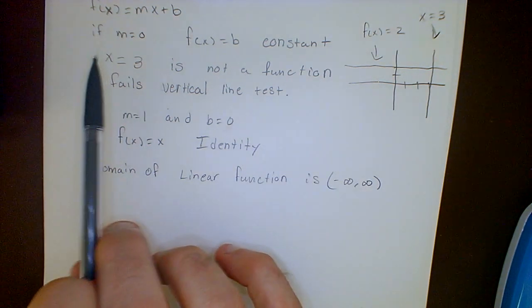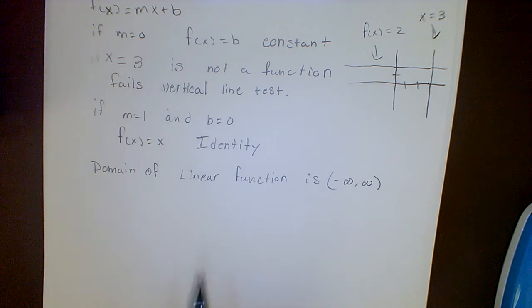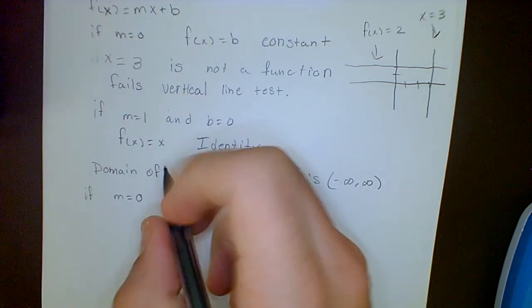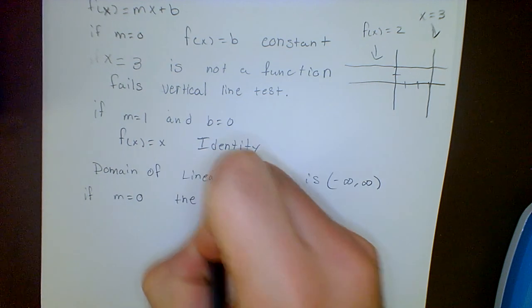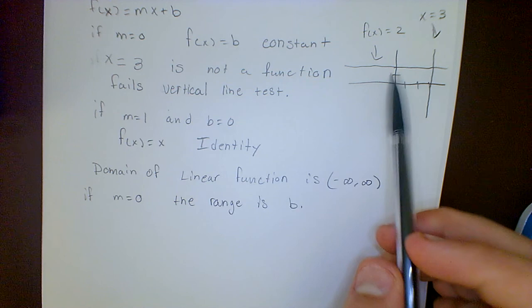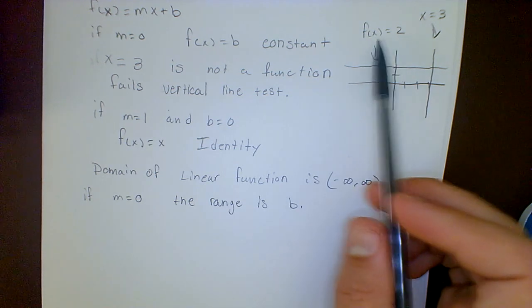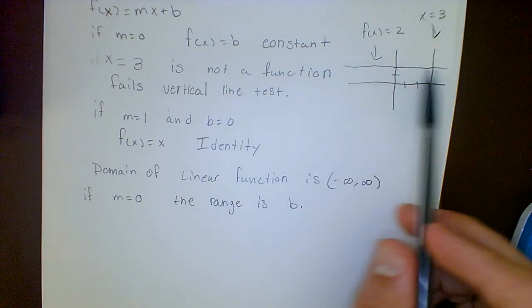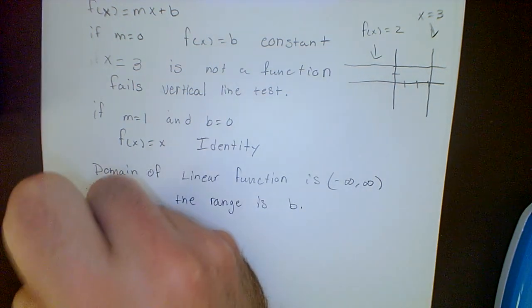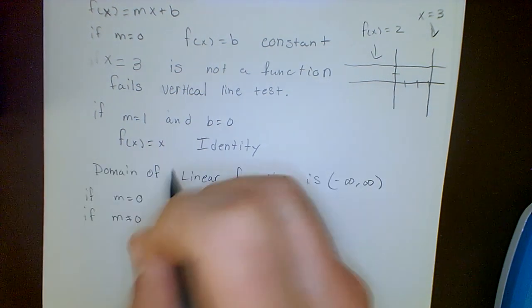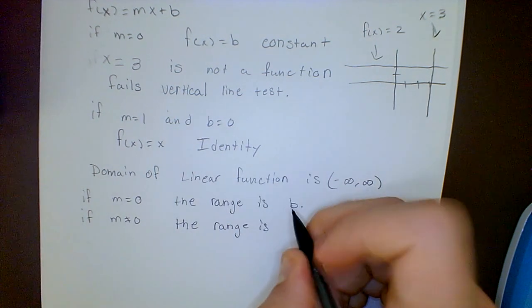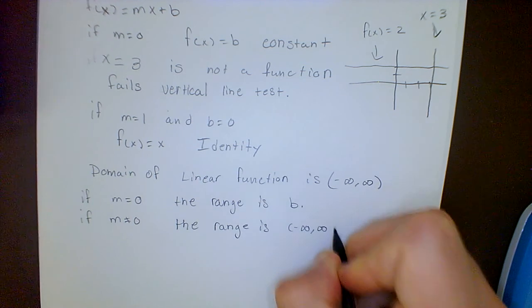If m is equal to 0, the range is b. That's like this example: f of x equals 2. In this case m is equal to 0, and the range is b, which is just 2. But if m is not equal to 0, then the range is also negative infinity to infinity.